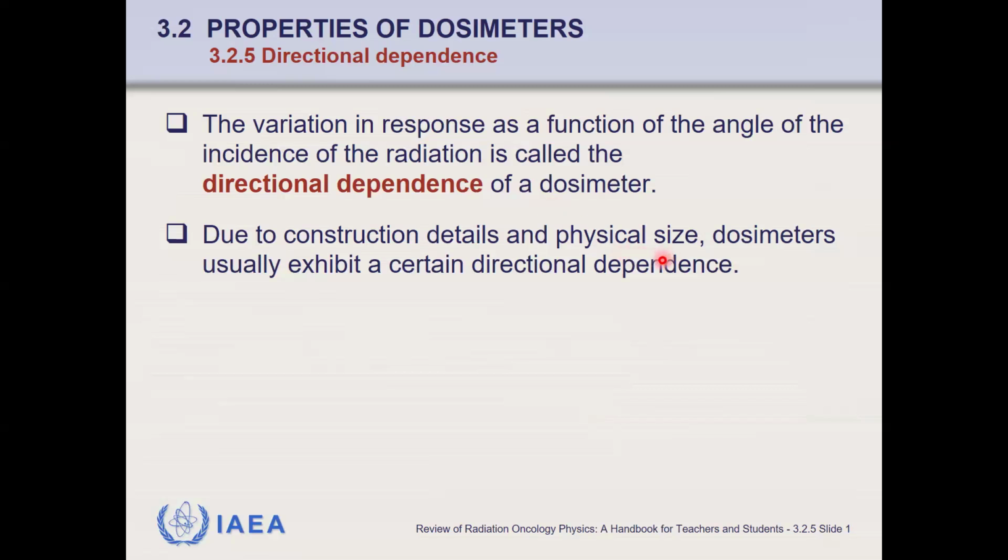Also, the physical size of the dosimeter plays a role. Larger dosimeters, or those with specific shapes, may have varying responses to radiation from different directions. So the orientation of the dosimeter radiation detector can impact its response. Some dosimeters may have a preferred orientation for optimal performance.